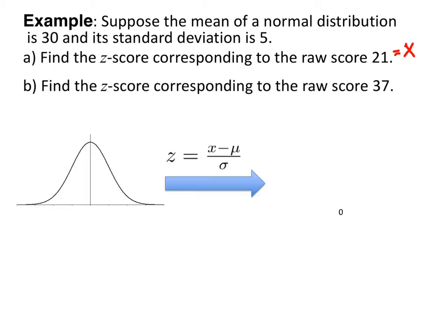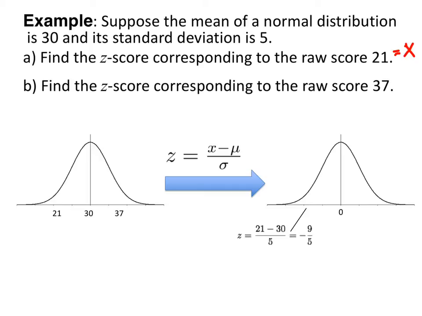Okay, so we're just going to draw the whole thing. On the left is the distribution that we're given, right? It has a mean of 30 and a standard deviation of 5. On the right, we're going to use the formula to convert everything to z-scores. So when we convert to z-scores, our mean is now 0.